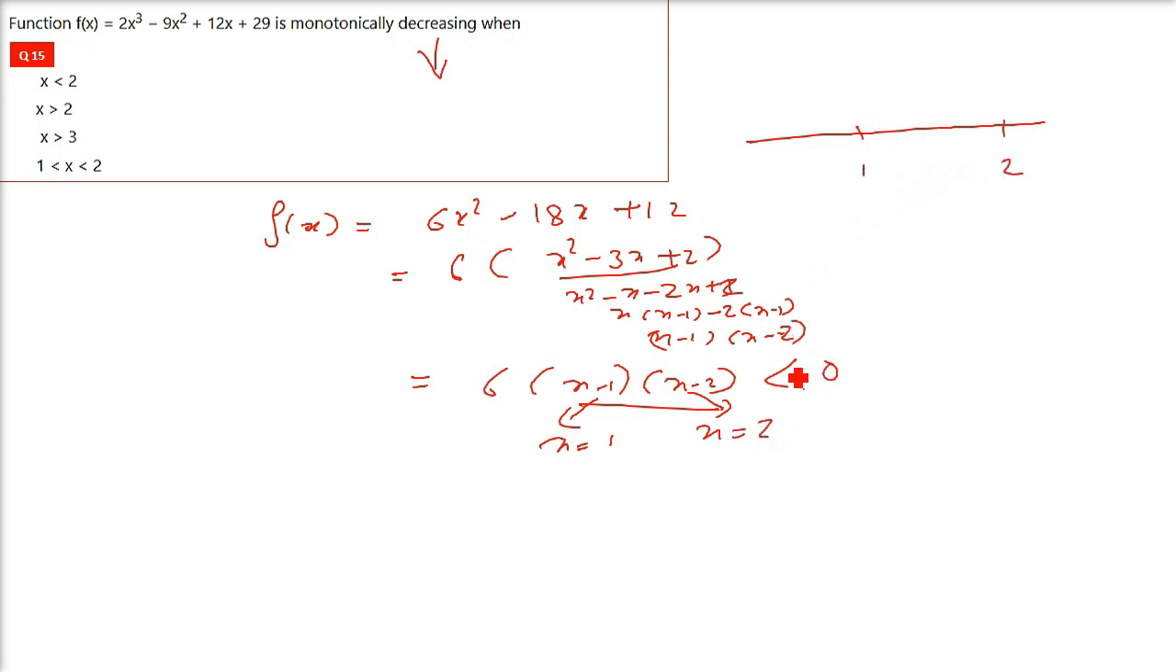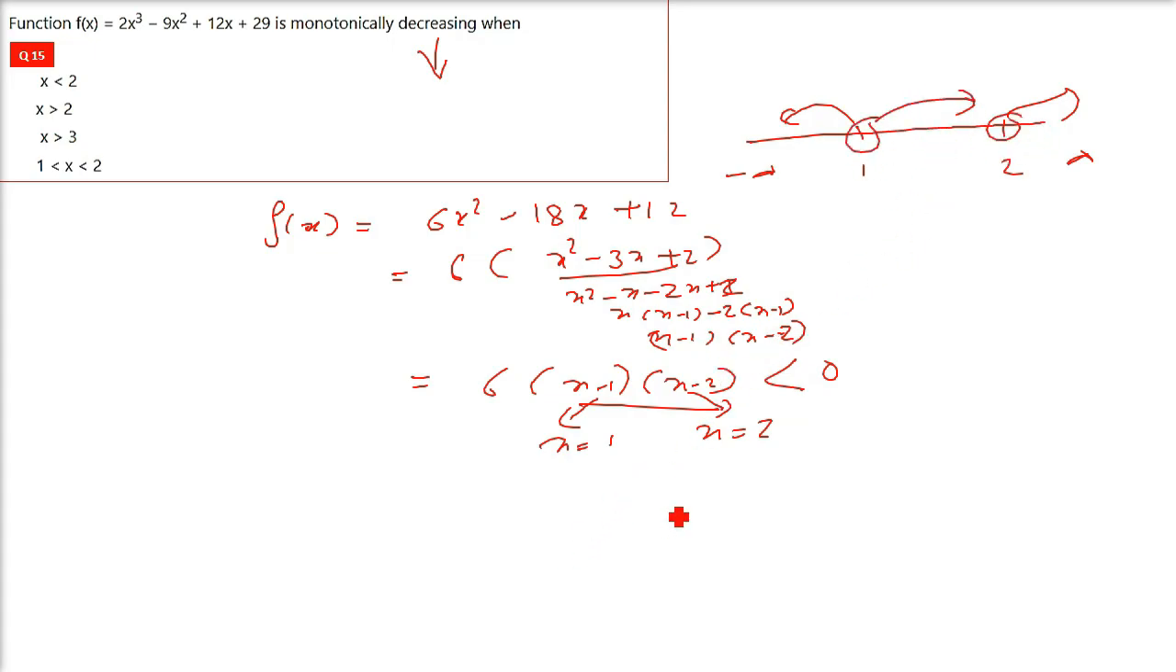Whenever we have two factors which are less than 0 when they are multiplied, we always take the things which are between certain values. I told you when it was greater than 0 in the previous question, that it was negative infinity to 1, and 2 to infinity. That was the explanation there. But now here it is less than 0. (x minus 1) into (x minus 2) is less than 0.